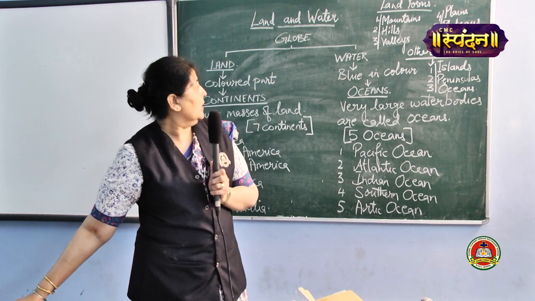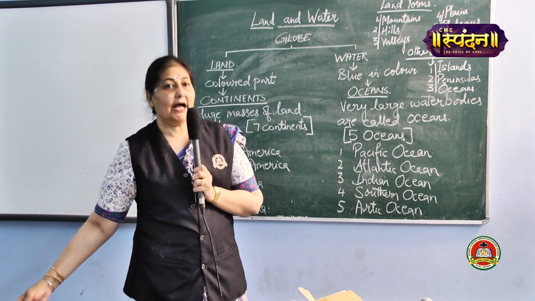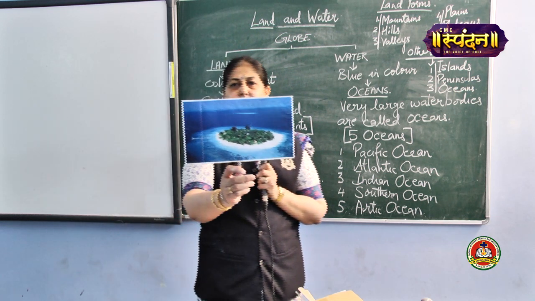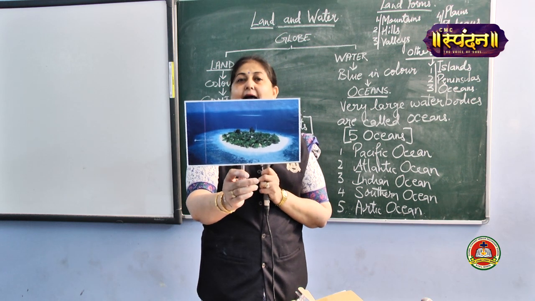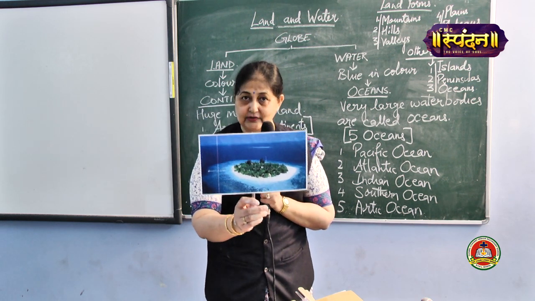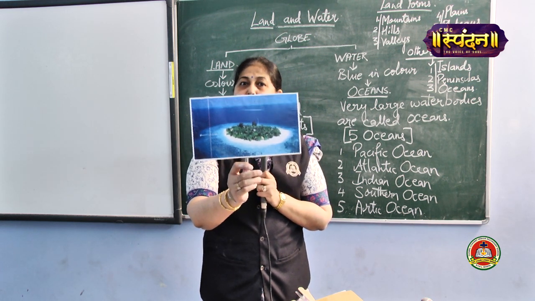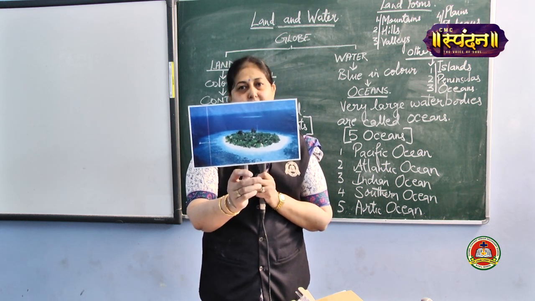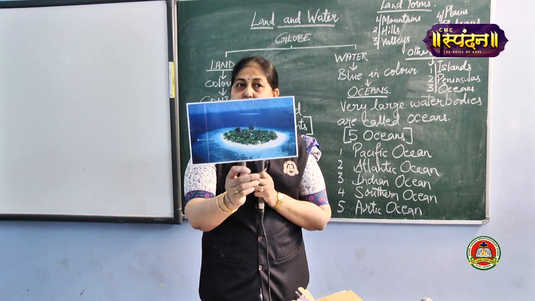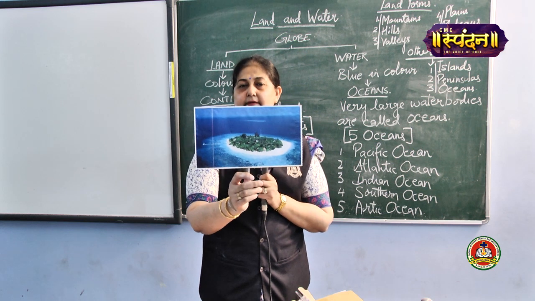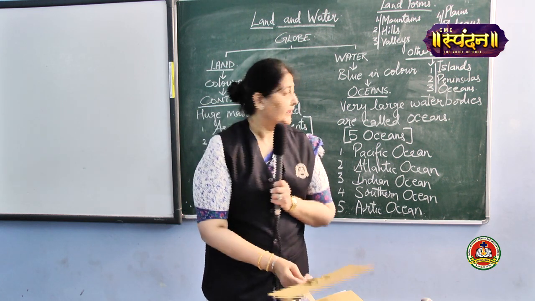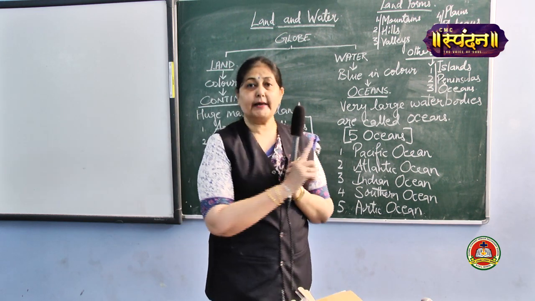Then children, there are other landforms like islands. What is an island? Can you see the picture of an island? An island is a piece of land which is surrounded by water on all the sides. Yes? This is an island. Clear?